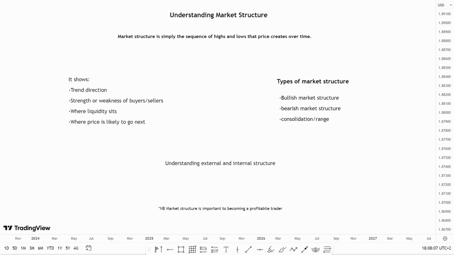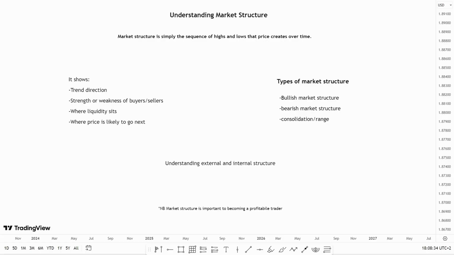Market structure is simply the sequence of highs and lows that price creates over time. Why is this important? Market structure gives us the overall trend of the market, helps us identify the strength or weakness between buyers and sellers, shows us exactly where liquidity sits, as liquidity sits above highs and below lows, and shows us the likely point where price is going to go next.